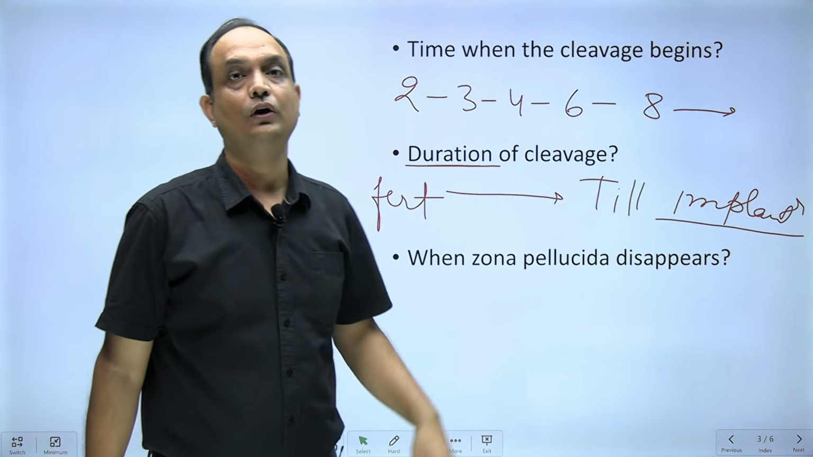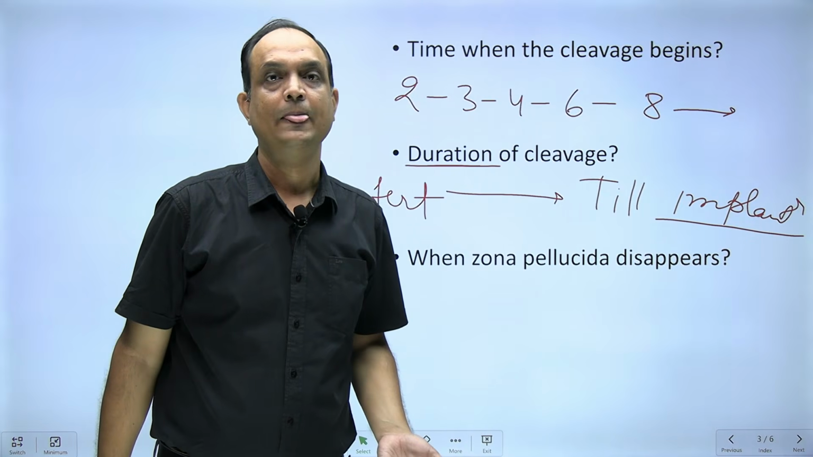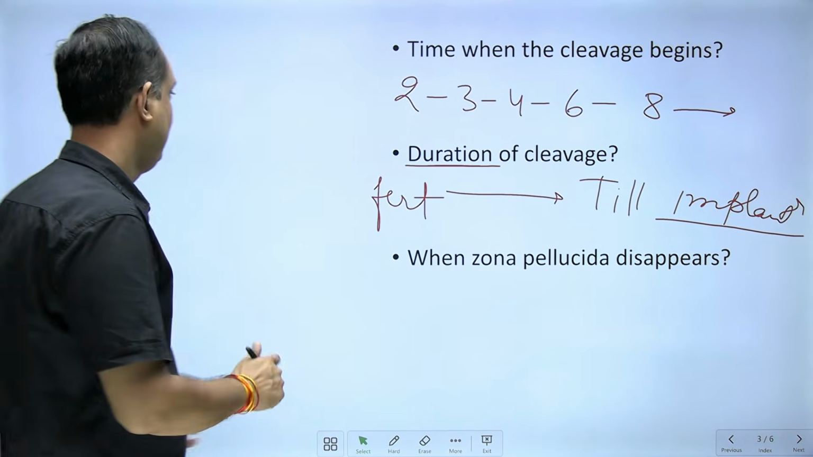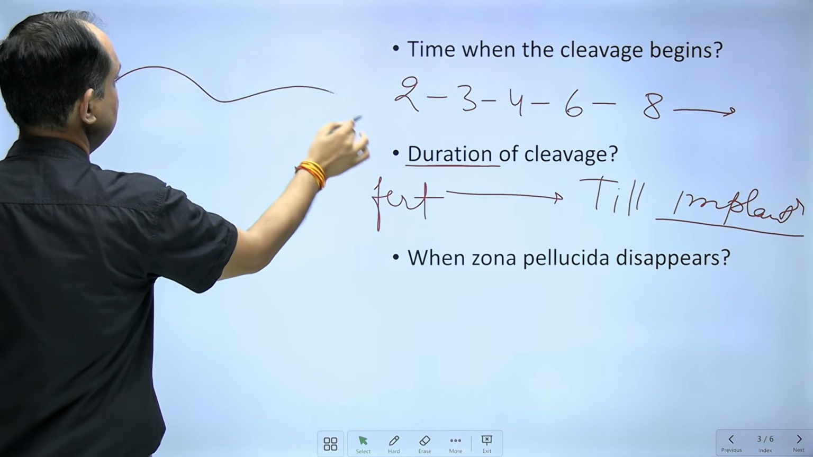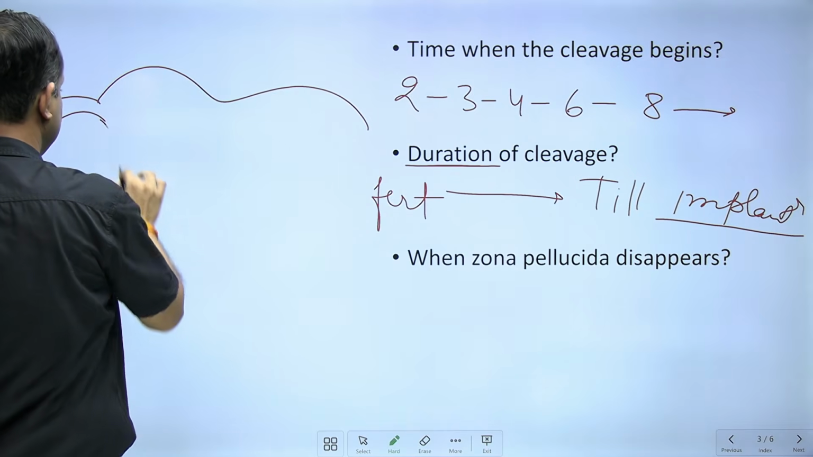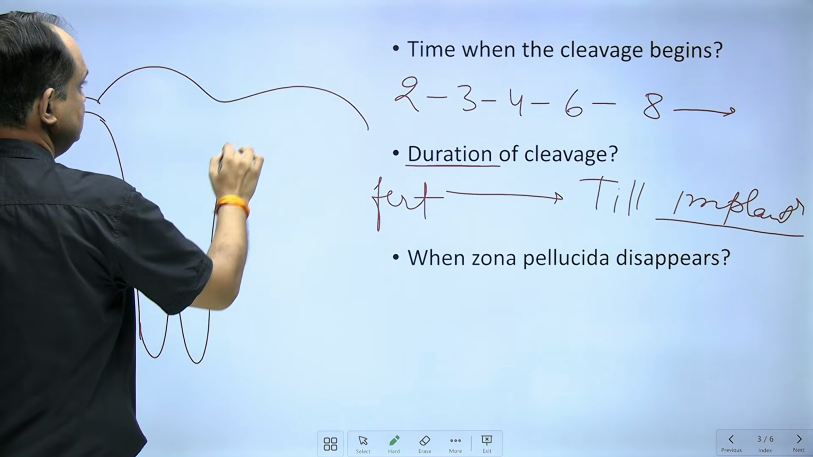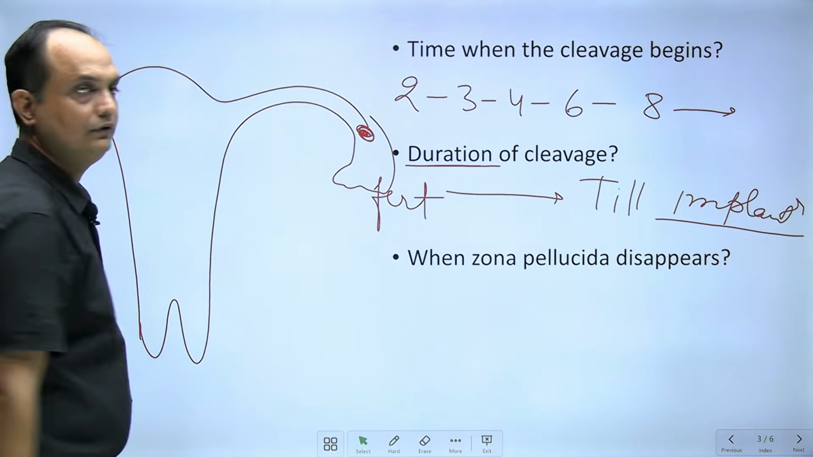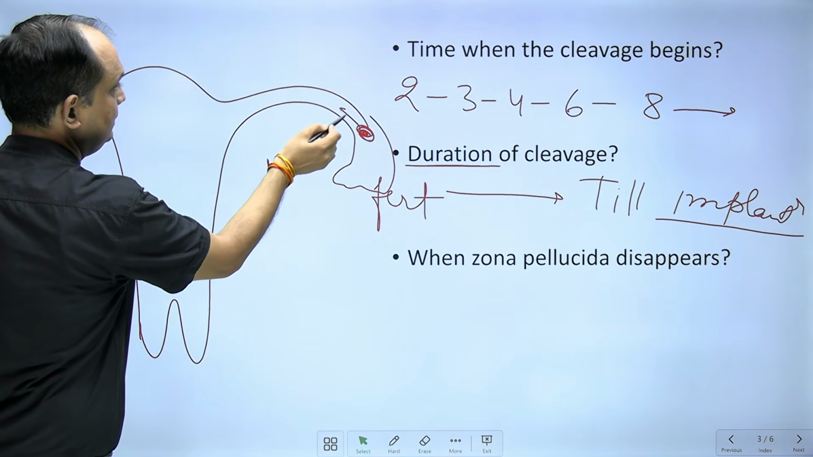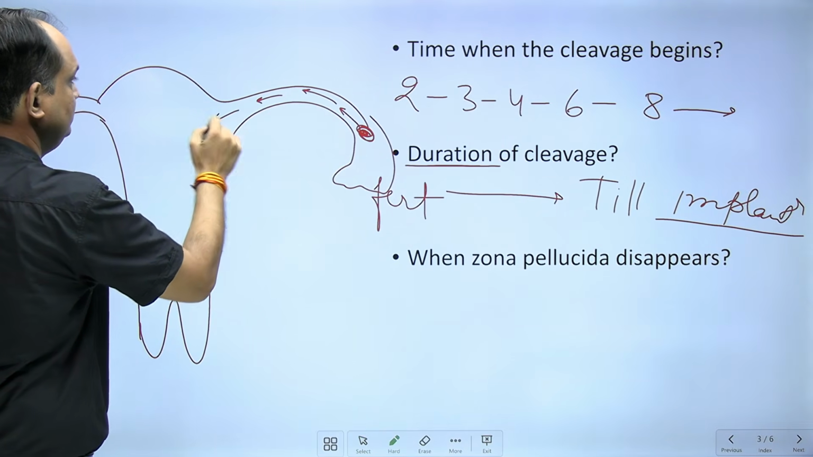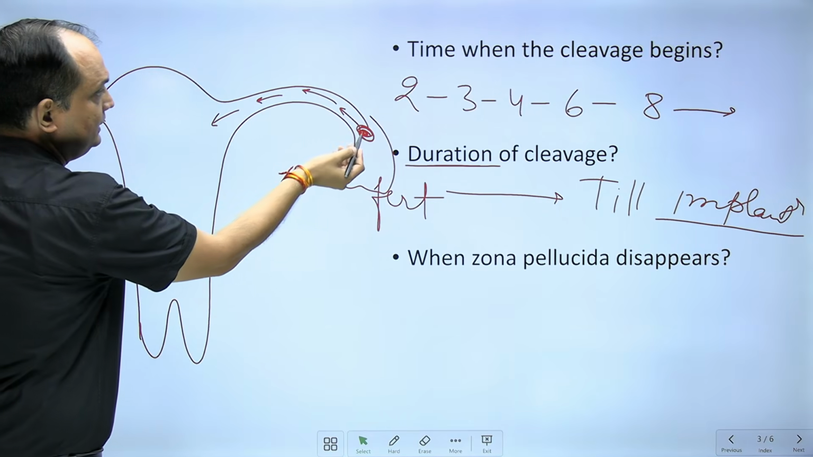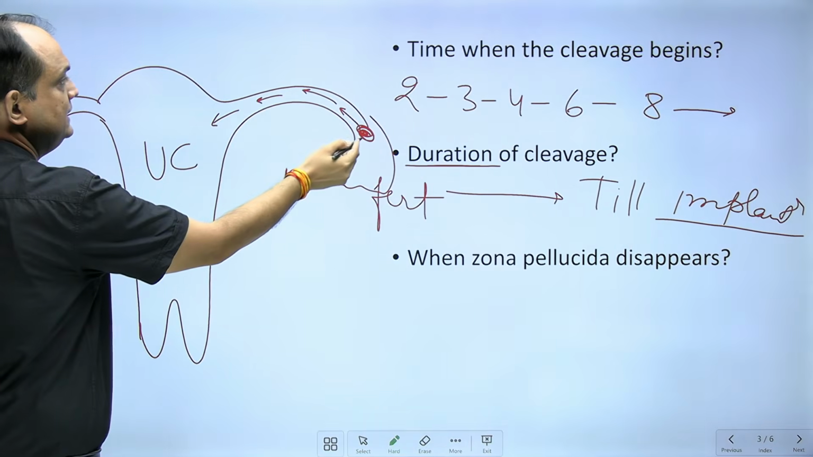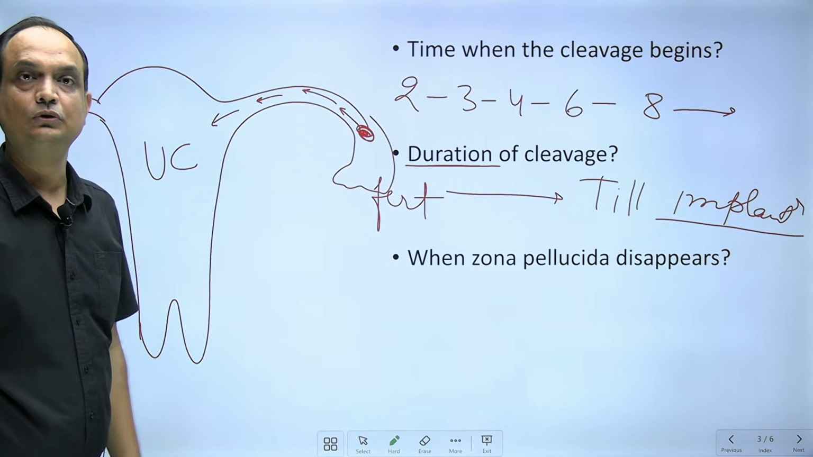Now what is the role of zona pellucida in cleavage? Why are we talking about the zona pellucida here? Because when you have the uterine cavity, you know that the zygote forms inside the fallopian tube. This is your ampullary part where the zygote forms. Now it starts moving towards your uterine cavity, and with the transportation from the fallopian tube into this uterine cavity, simultaneously the cleavage is going on.